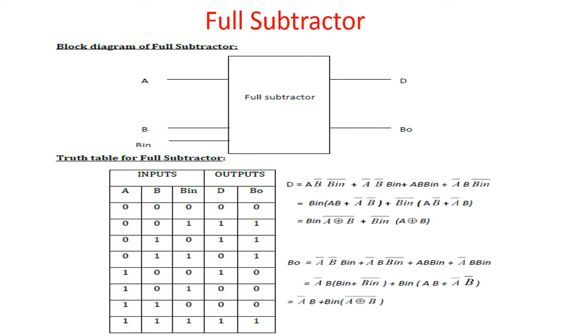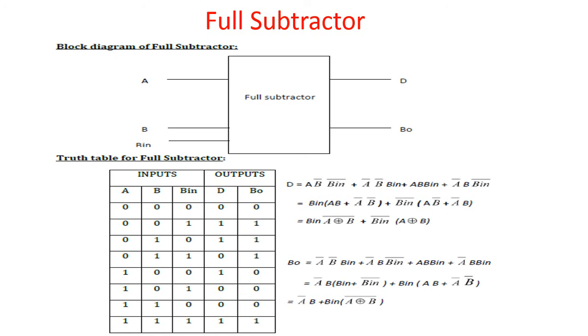The last one is the full subtractor. The block diagram of the full subtractor circuit is A, B, B in. These three are the inputs, and D, difference, and borrow out, these two are the outputs. Again it is 3 inputs, so 2 power 3 equals 8 combinations of the input. The inputs are A, B, B in, and the outputs are difference and borrow.